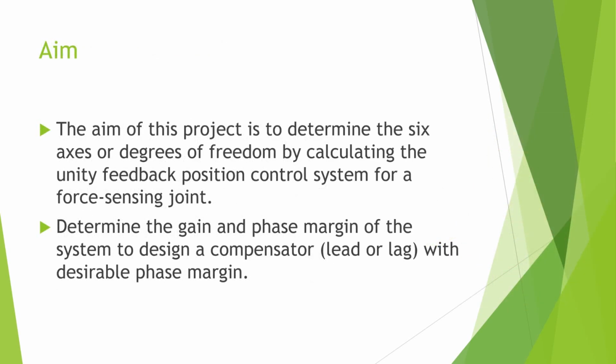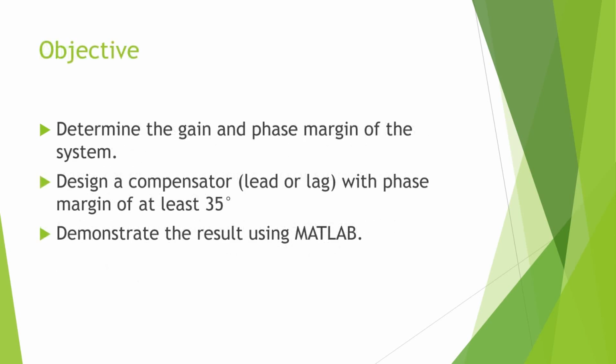The aim of this project is to determine the 6 axes or degrees of freedom by calculating the unity feedback position control system for a force sensing joint. We also aim to determine the gain and phase margin of the system to design a compensator with desirable phase margin. We have 3 objectives. First, determine the gain and phase margin of the system. Second, design a compensator with phase margin of at least 35 degrees. Third, demonstrate the result using MATLAB.